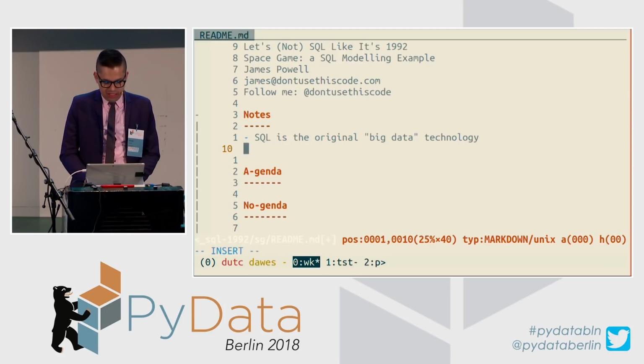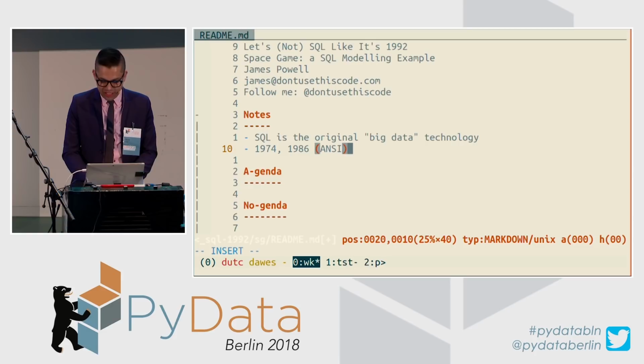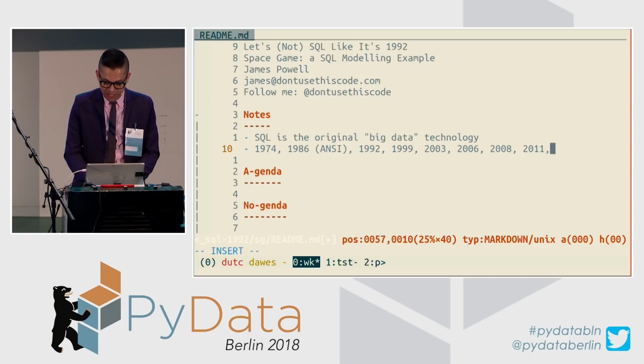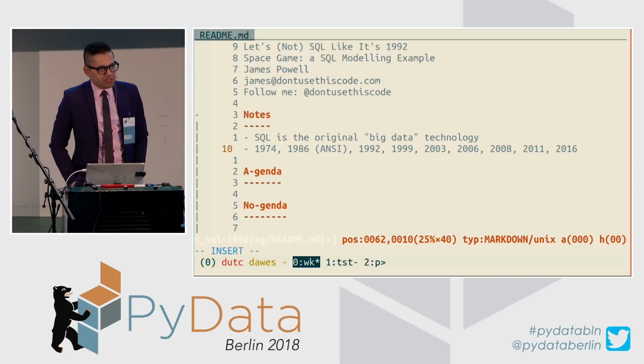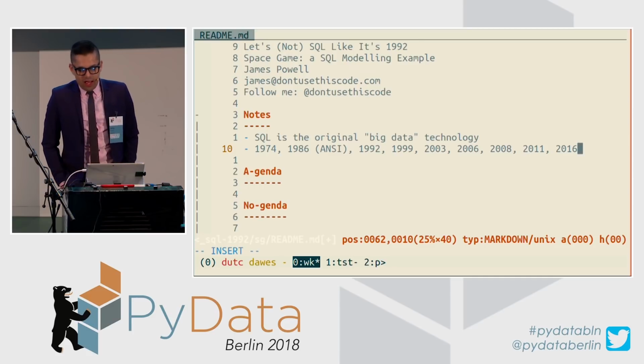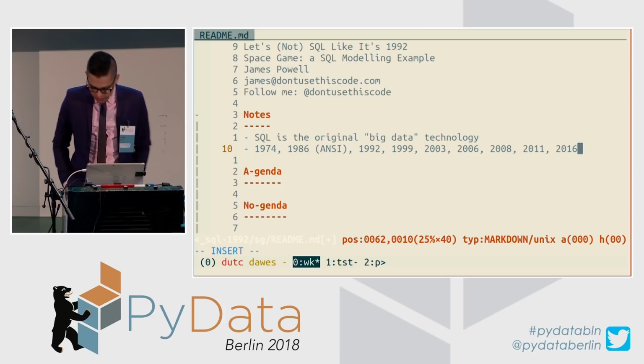1974. So we're talking about something that came out in 1974, with ANSI standardization in 1986, and then further standardizations in 92, 99, 2003, 2006, 2008, 2011, and 2016. So it's a very old technology that is absolutely ubiquitous and that people are still adding onto. Unfortunately, I think this is one of those technologies you learn in school.